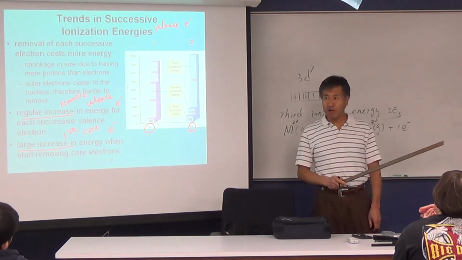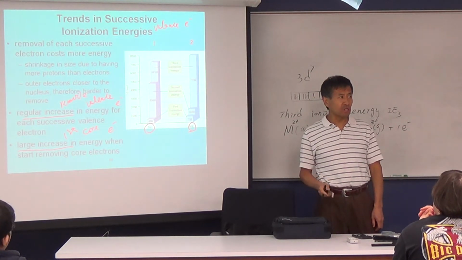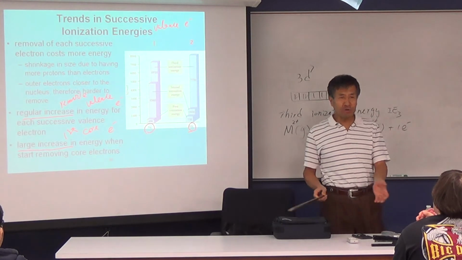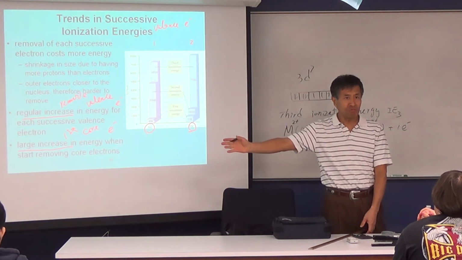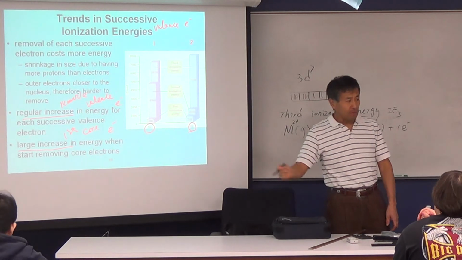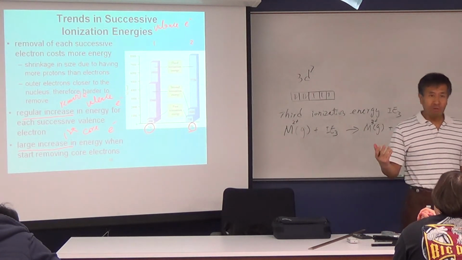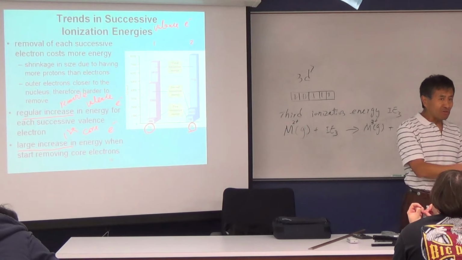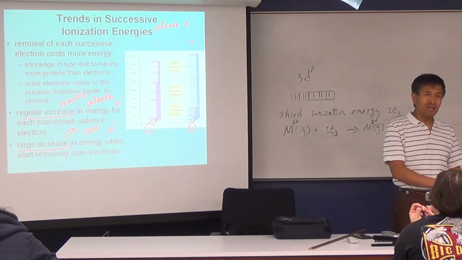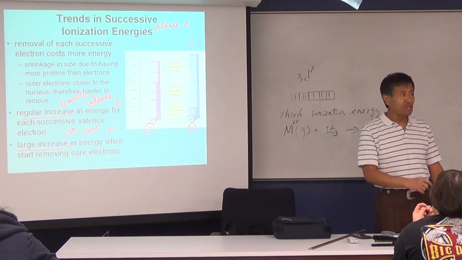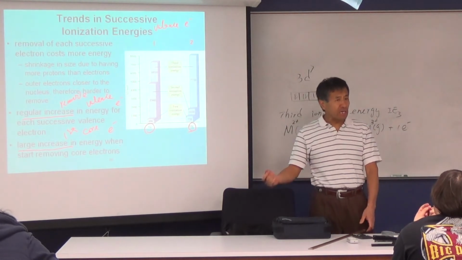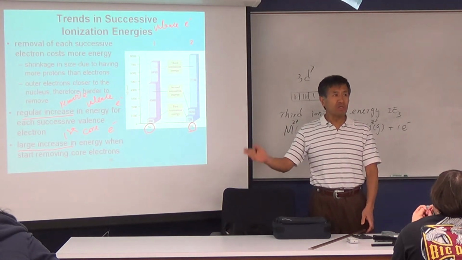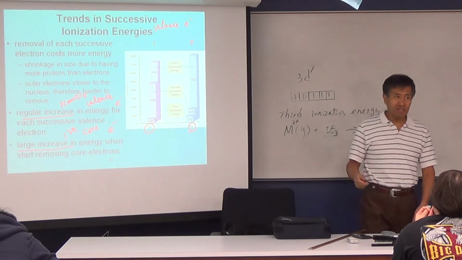Okay? If you want to compare across the period, no matter what you compare in the same period, the far right is the most difficult one. Even though it's the one on the left side, if the one on the left side has already had its core electron removed, that becomes much more difficult than the one on the right that is still removing the valence. I will show you that later.